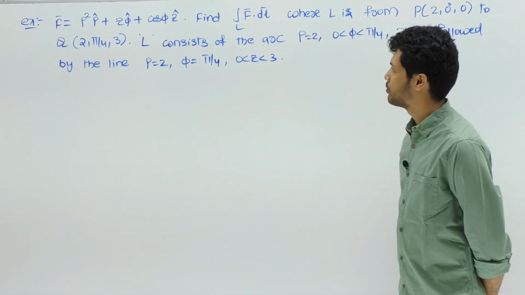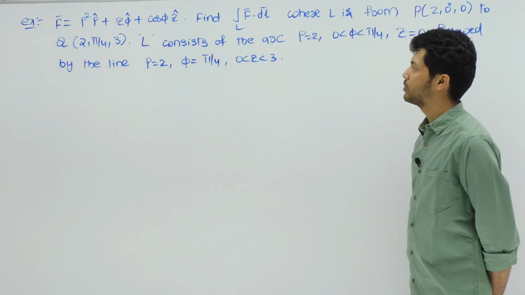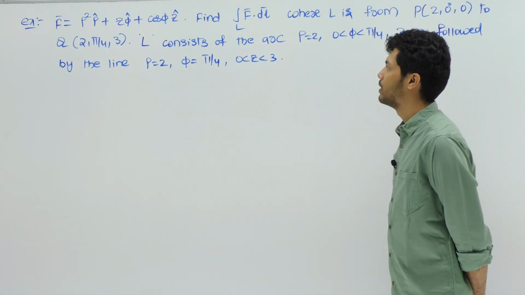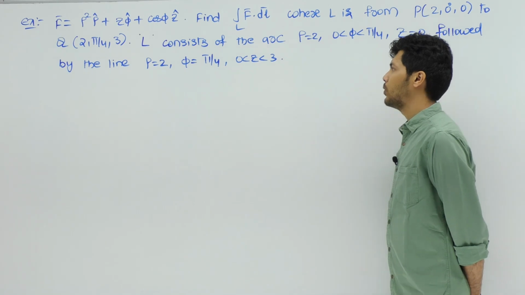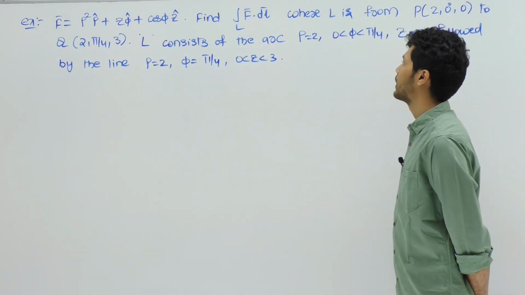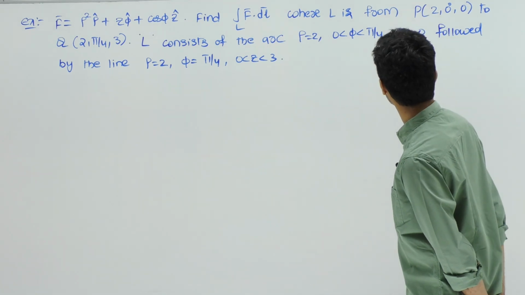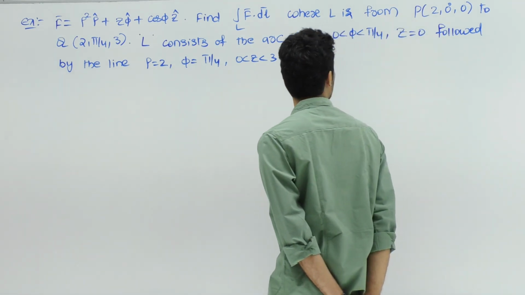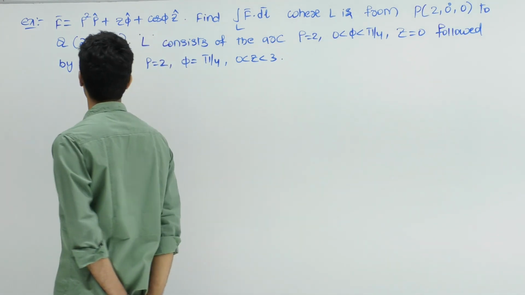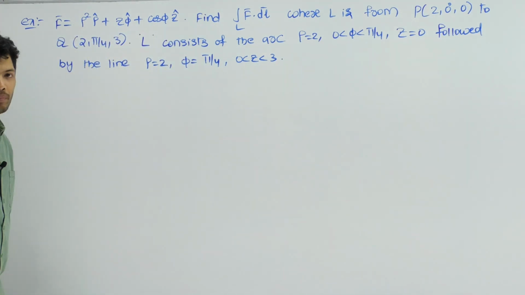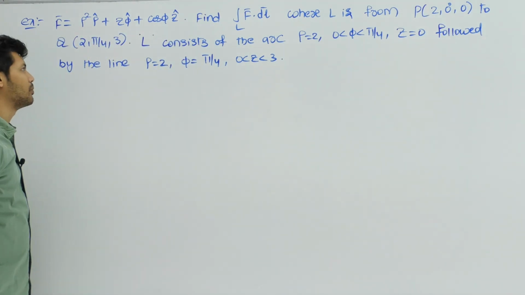Here we have been given a vector field which is f bar is equal to rho square rho cap plus z phi cap plus cos phi z cap. Now given this vector field we have to find out the line integral of f bar dot dl bar, where L is nothing but apart from the point 2 comma 0 degrees comma 0 to 2 comma pi by 4 comma 3. And what is the path that we are following from the initial point to the final point?